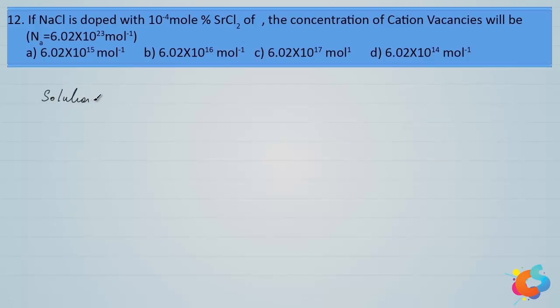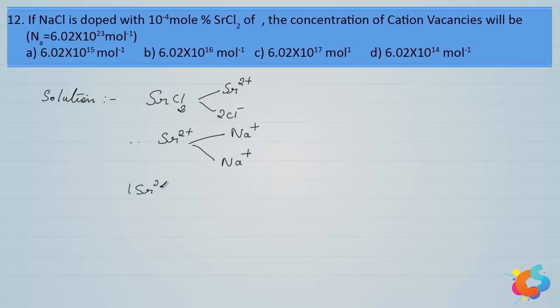The solution is, due to the addition of strontium chloride, each strontium ion replaces 2 Na plus ions. Thus, it creates a cation vacancy. Doping of NaCl with 10 to the power minus 4 mole percent of strontium chloride means, per 100 mole of NaCl, 10 to the power minus 4, that is 10 to the power minus 4 divided by 100, which is equal to 10 to the power minus 6 mole.